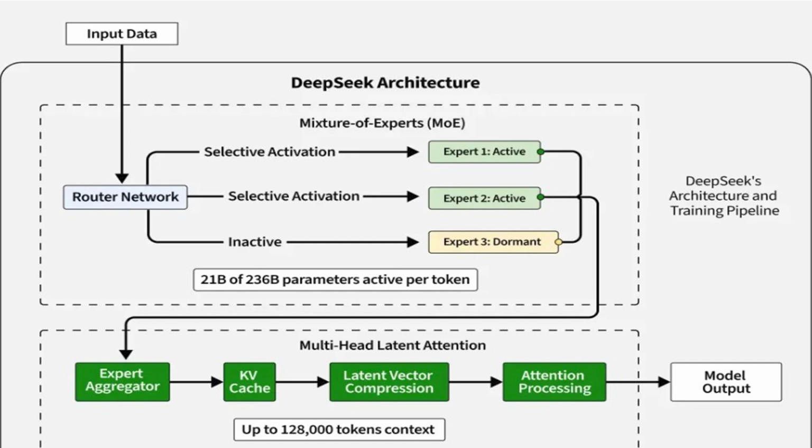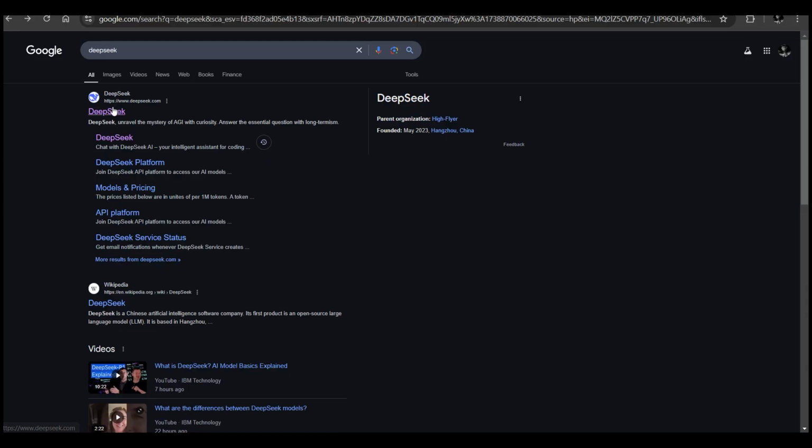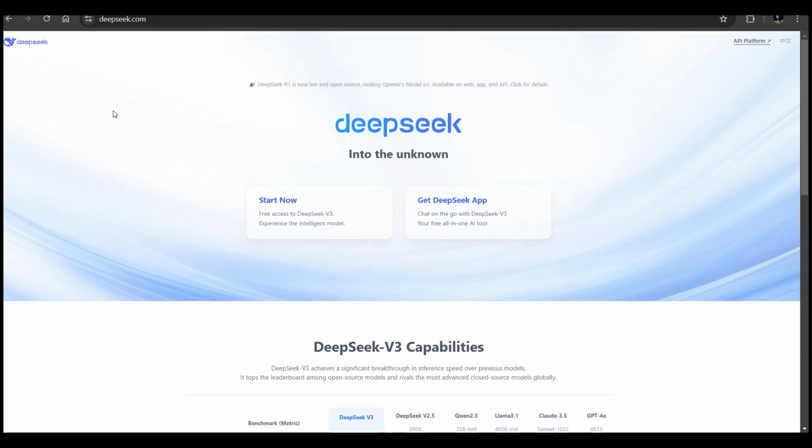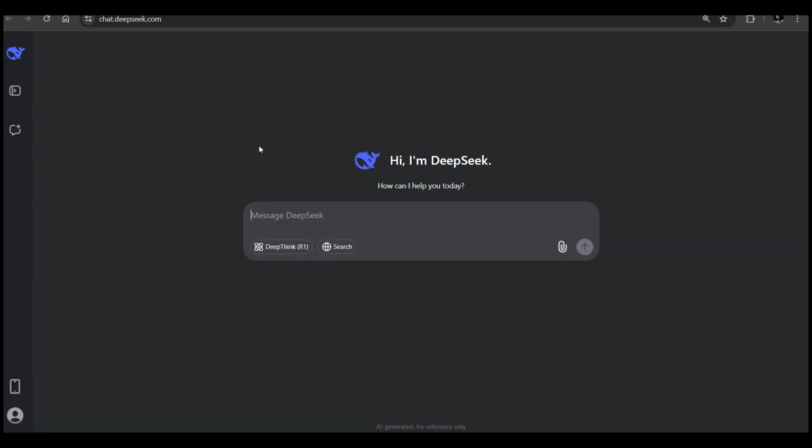Like o1, DeepSeek uses a reasoning model, which means it provides answers step by step, like how people think through problems or ideas. We go to the DeepSeek website. We are now in the DeepSeek interface. And the first thing to do is to turn on Deep Think.